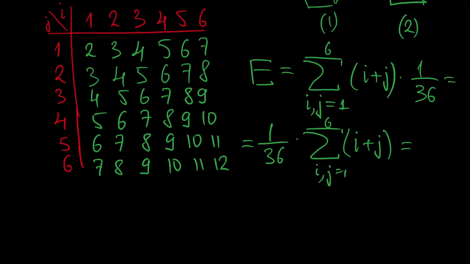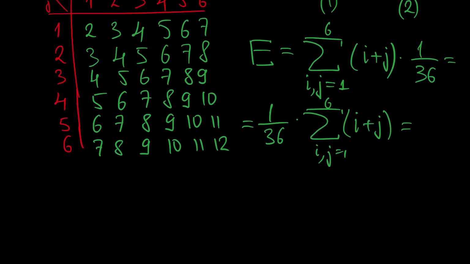And of course, it's important to note that this first row is 1, 2, 3, 4, 5, and 6, and this second row is 2, 3, 4, 5, and 6, 7. What is the difference of these two rows? It's easy to see that this row is the shifted version of this row by 1. So we are going to calculate the sum of these 6 rows.